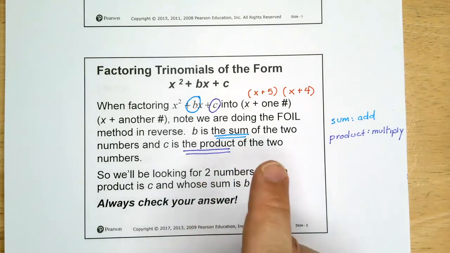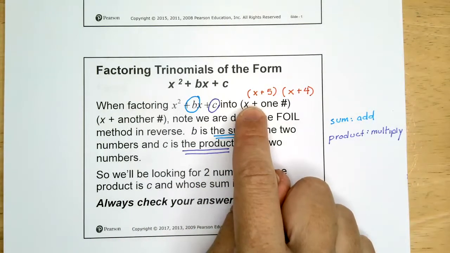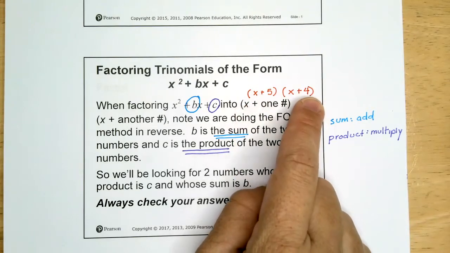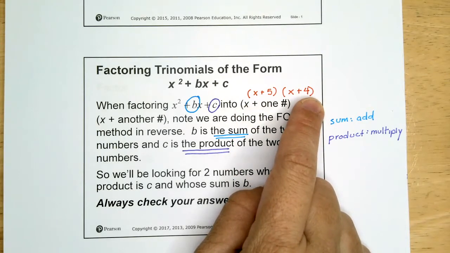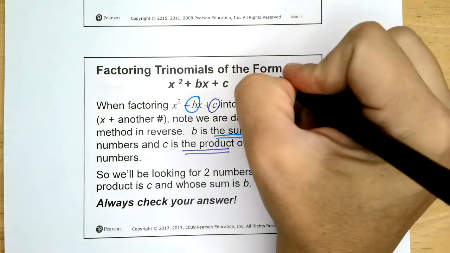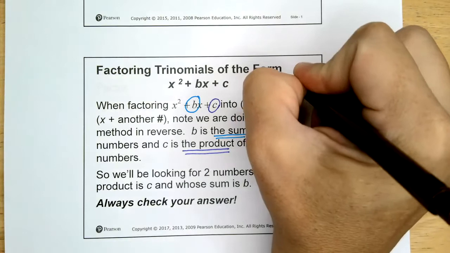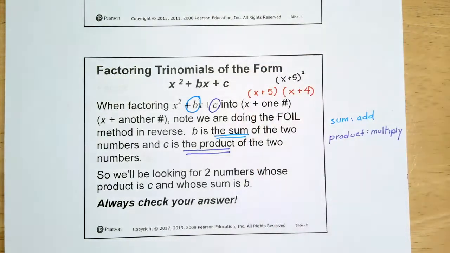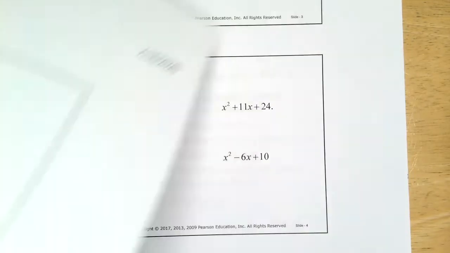The factored form will always look like x plus a number times x plus another number, or x plus a number squared. You could also do x plus 5 squared. And we'll try to remember to check our answer.